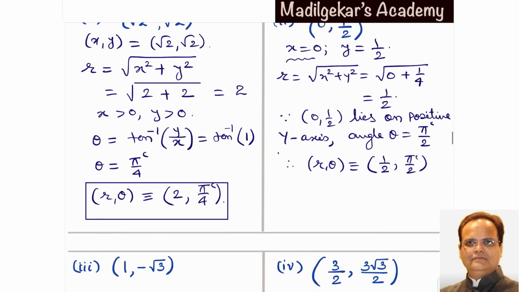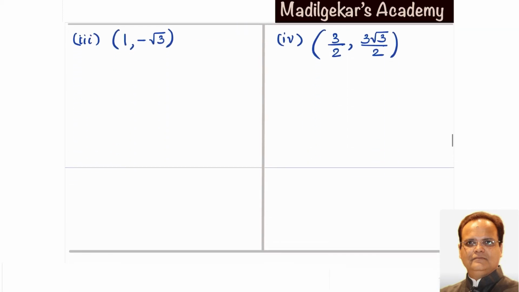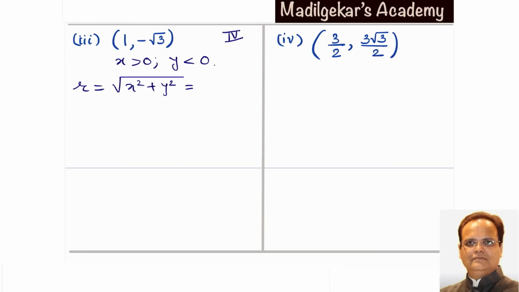Next, third bit. Here, as you can see, x is positive whereas y is negative. Means the given point lies in fourth quadrant. As usual, let us find r first. It is root x square plus y square, means root 1 square and root 3 square, that is 4. Square root of 4 is 2.